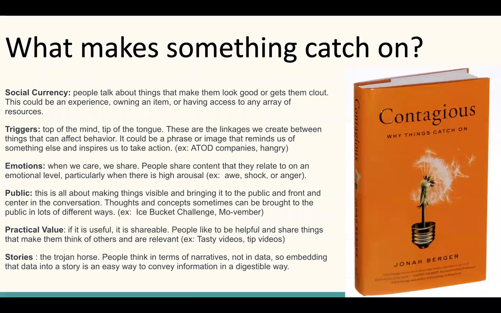What makes something catch on? Well, that's outlined really well in the book pictured here. Let's go through some key terms. Social currency. People talk about things that make them look good or gets them clout. This could be an experience, owning an item, or having access to an array of sources.